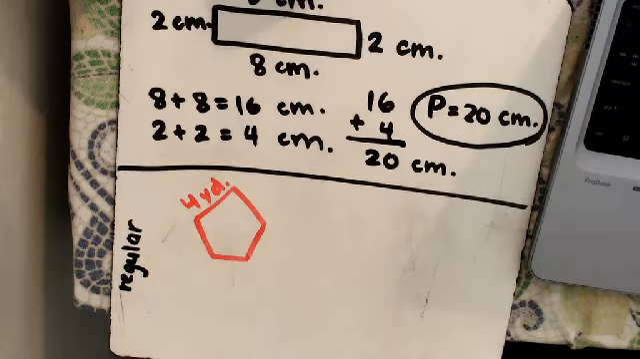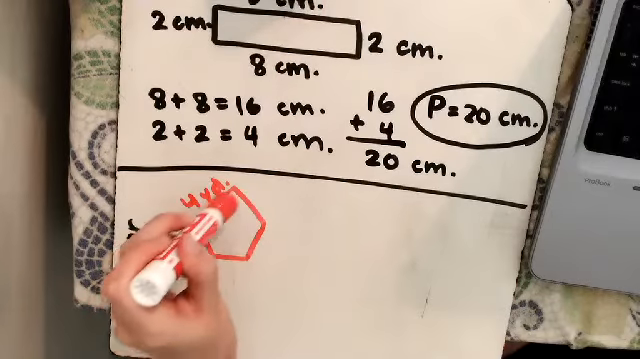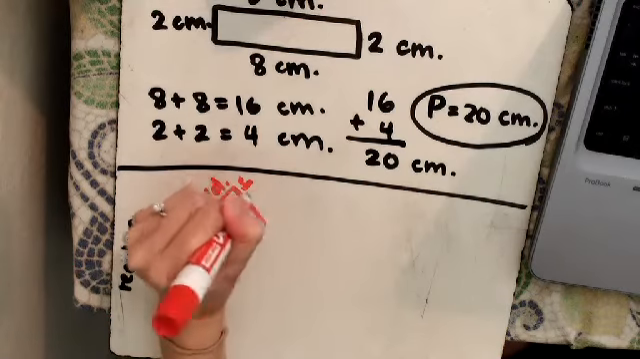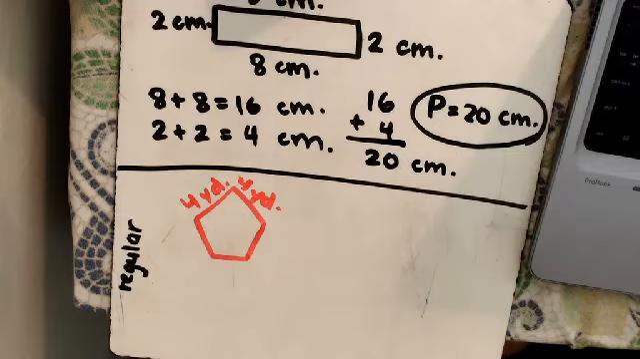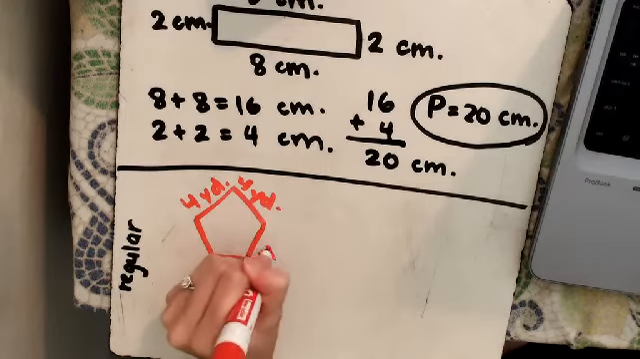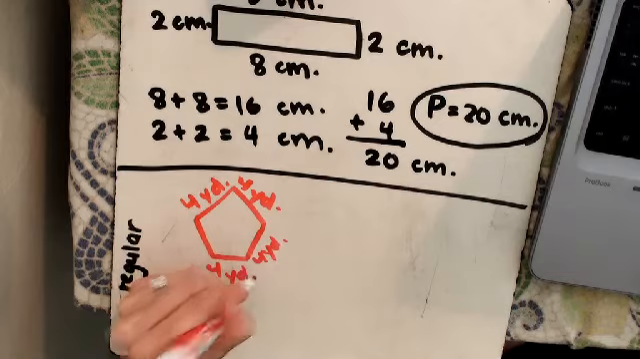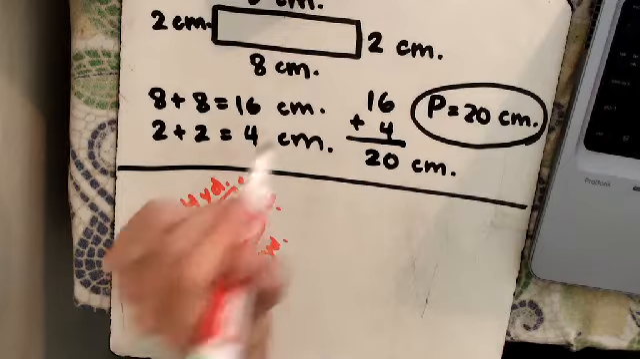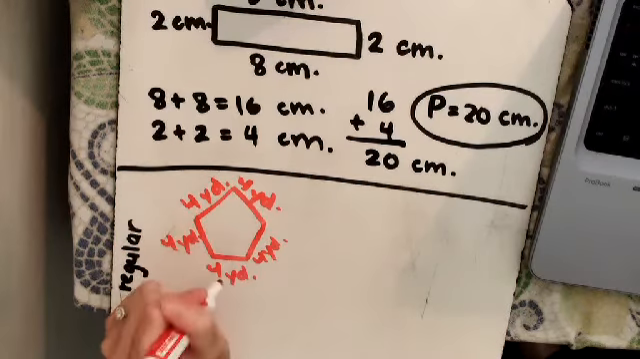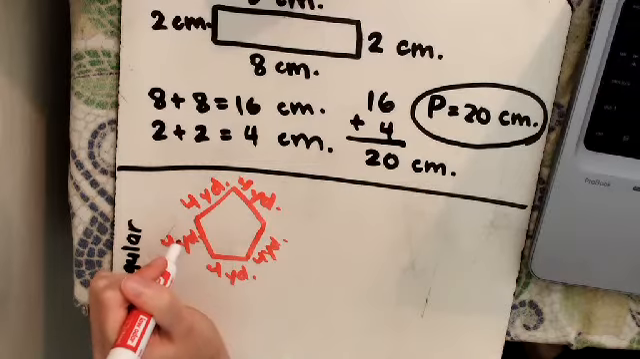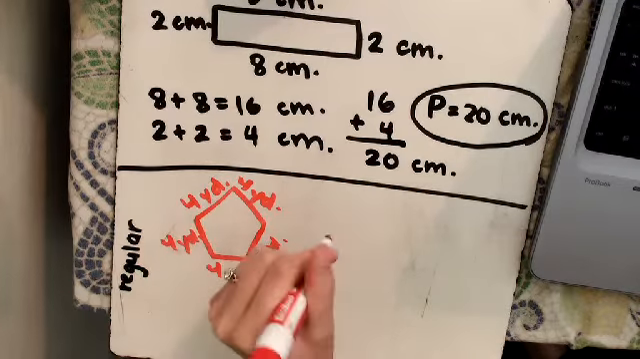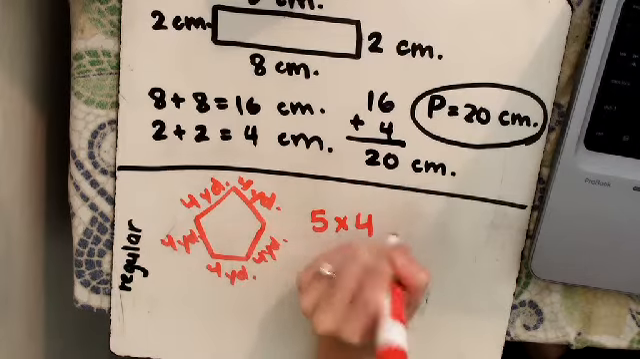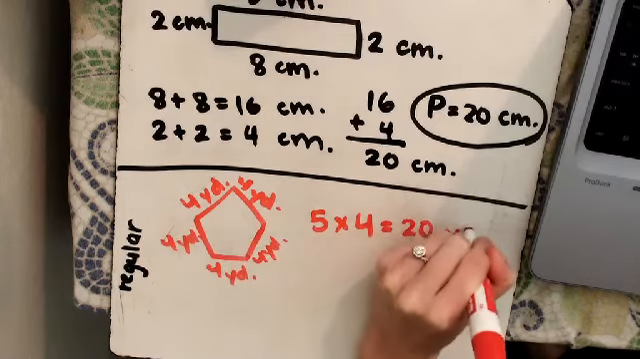So let's solve. If this side is 4 yards, what is this side? Also 4 yards. What about this side? Yep, 4 yards. 4 yards and 4 yards. So we have 4, 4, 4, 4, 4. Now we could do 4 plus 4 plus 4 plus 4 plus 4. There's nothing wrong with that. Can you think of a faster way? That's right. 5 times 4. 5 groups of 4 equals 20 yards.